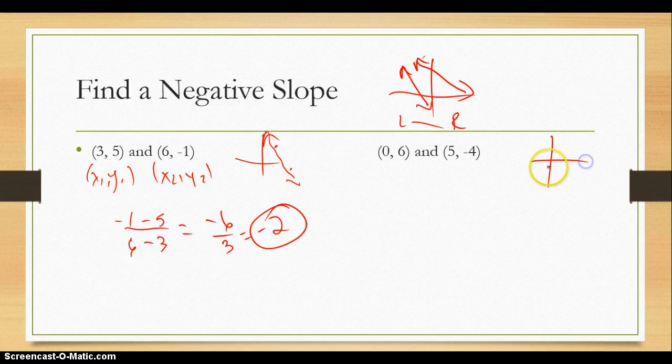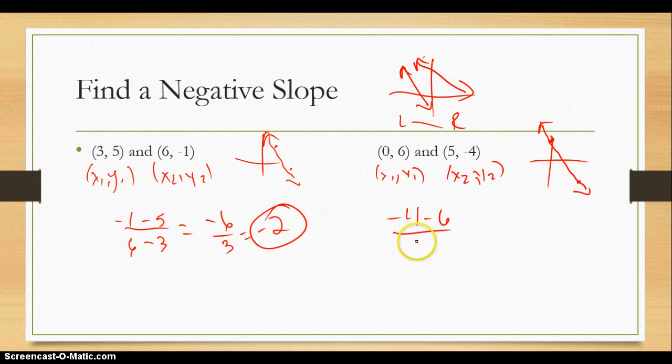So here, visualize again, we go 0, 6, so we're right on the y-axis. 5, -4. So I know this is my x1 and your y1. So I know that it's going to be -4 minus 6 over 5 minus 0, which is negative 10 over 5, which equals negative 2. So same slope on both of these problems.